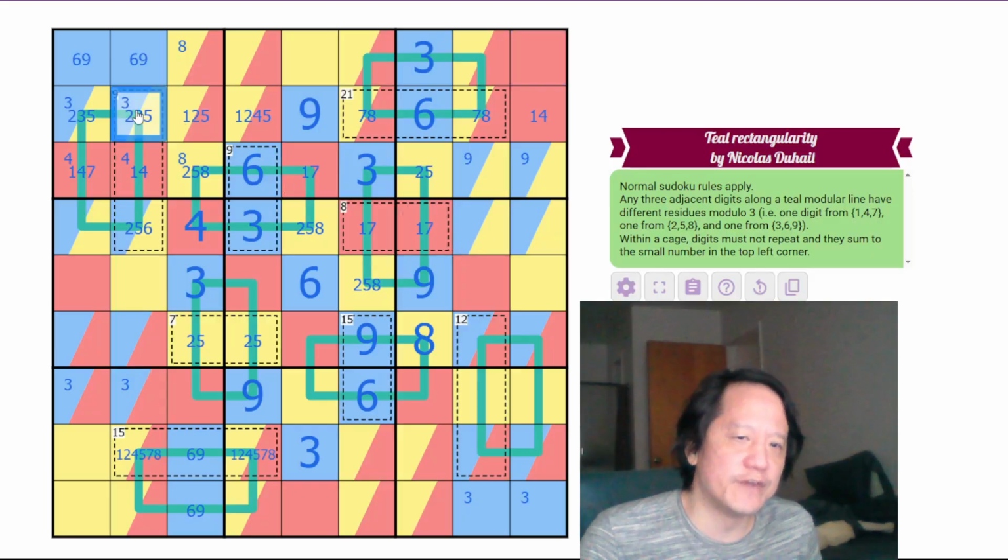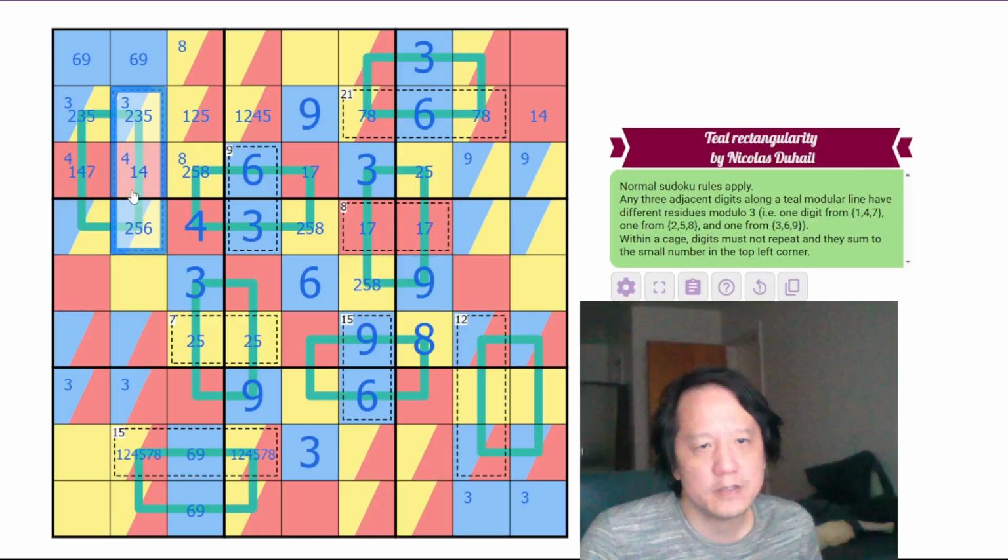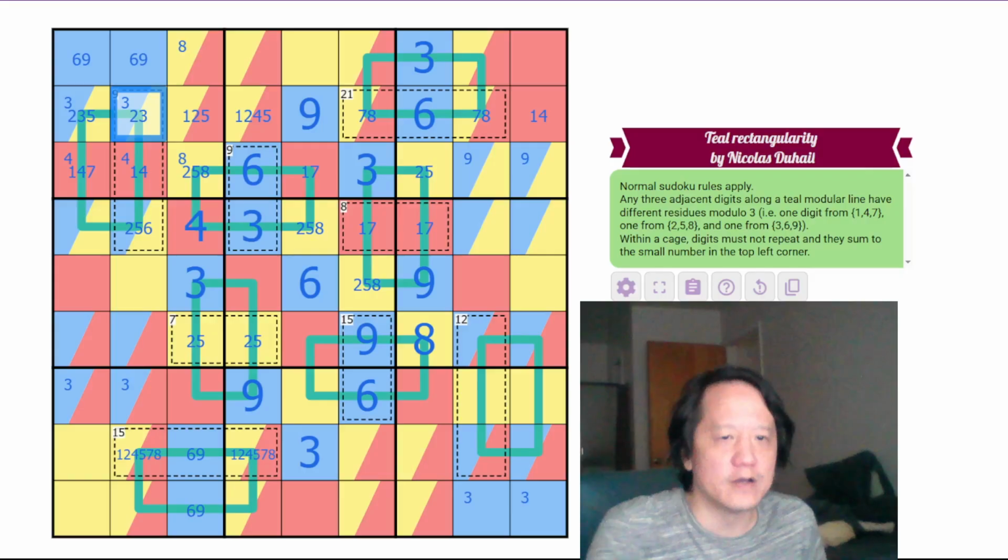Can this ever be 5? The answer is no. If this is 5, that would force this to be 1 and 3 to add up to 9. But we can't have 3 be here. So this cannot be 5.